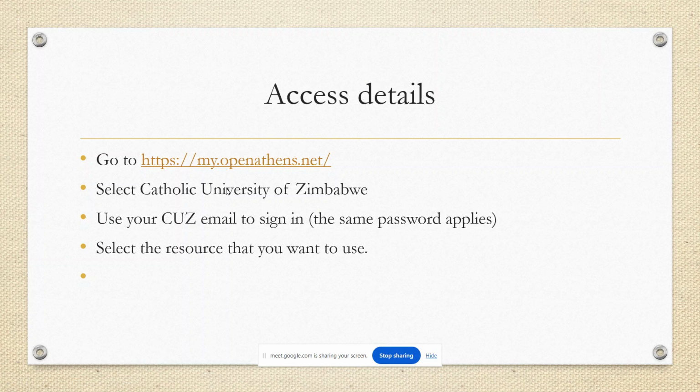This is another way, but accessing through the website is the easiest. But just in case the website is not up and running, you can go to myopenathens.net, and then you do this. You just click on login, and then you do exactly what we did. You select Catholic University, you use your CUZ email to sign in, and then you now select the resource that you want.